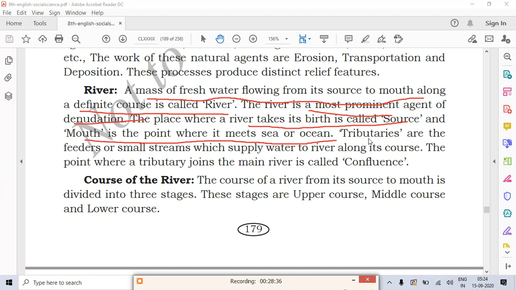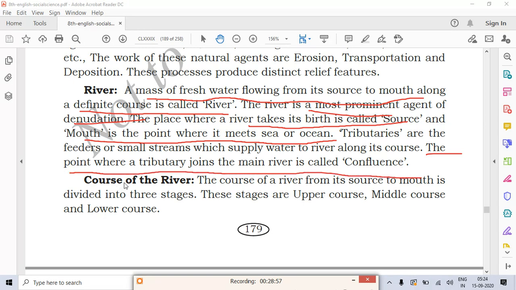Tributaries. What are tributaries? Tributaries are the feeders or small streams which supply water to the river along its course. They are small channels by which water comes out and supplies the river. The point where a tributary joins the main river is called confluence. You can underline this one also.